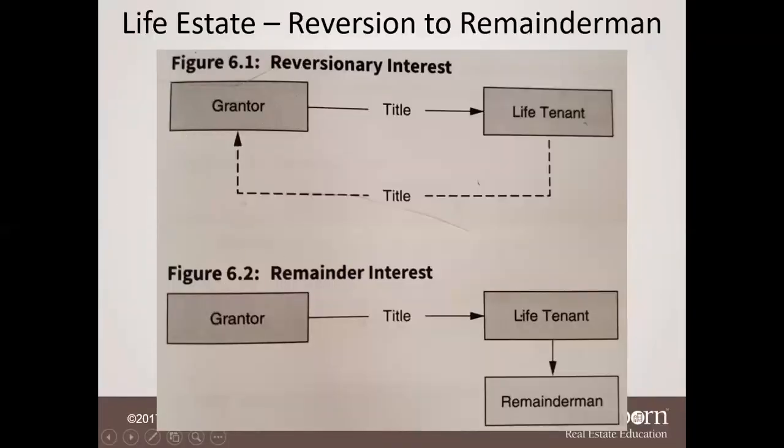So the reversionary interest works like this in a life estate. The grantor is the one who would give you the ownership. They would give that to a life tenant, and upon that tenant's death, the estate goes back to the grantor. Or it could be set up like this. The grantor gives the life estate to a life tenant, and upon their death, it could go to a third party, called the remainder man.